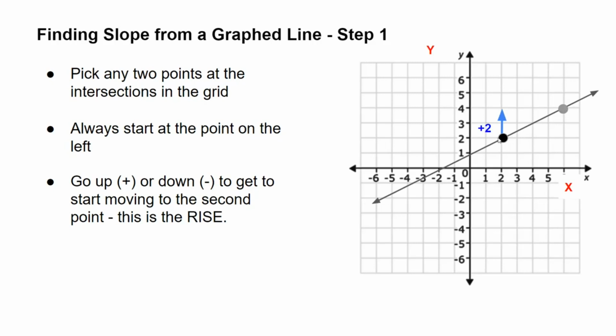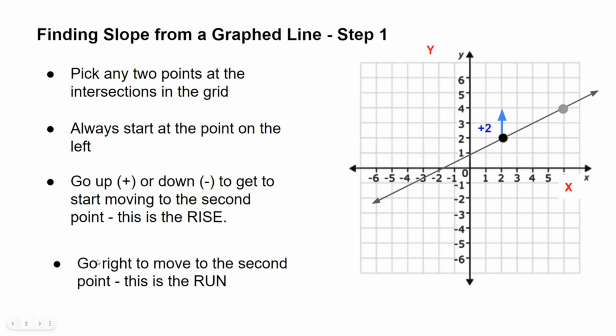To get to the point on the right, we have to go up, and we went up 2 units. We're counting the number of units that we went up. So plus 2, that's our rise. Then we go right, always to the right on the second step. That's the reason we started out on the left. When we do that, we are going to find the amount of the run. In this case, the amount of run is 4. We have to go 1, 2, 3, 4 units to the right to get to our second point.